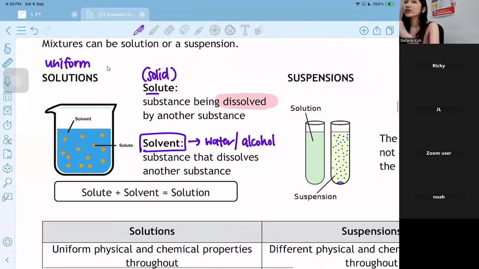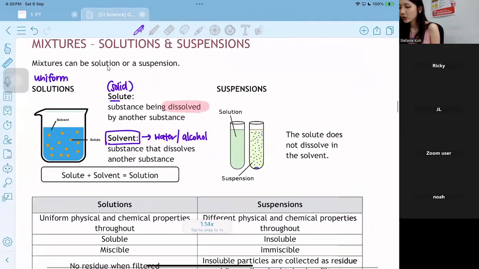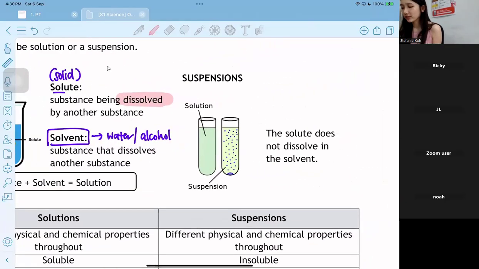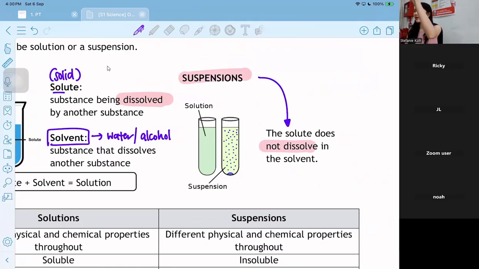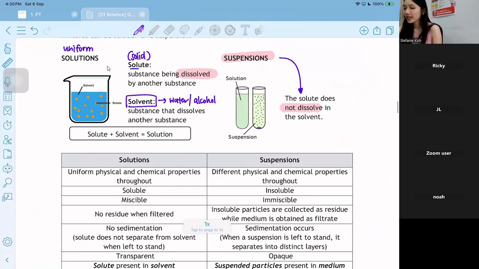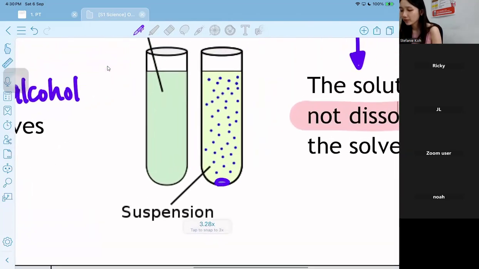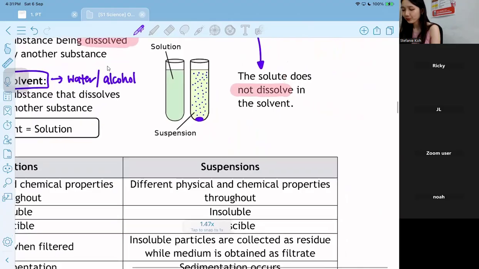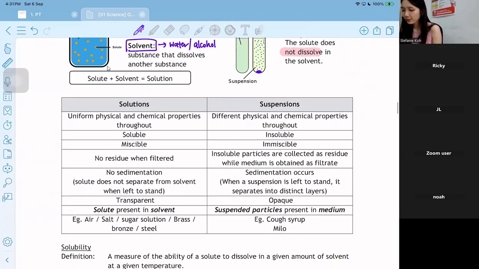And if let's say your solute does not dissolve, then this whole thing becomes a suspension. Like sand and water. The sand doesn't dissolve. That is a suspension. And most of the time when you look at a suspension, it's very murky, very cloudy, okay? And then if you leave it to stand, you will see them settling to the bottom. All the sand will just settle and sediment onto the bottom of the test tube.